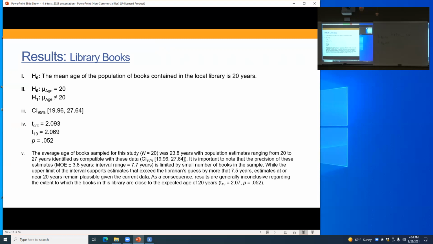It's important to note the precision of these estimates, the margin of error, that's my plus or minus. The interval range is 7.7 years, limited by the small number of books in the sample. While the upper limit of the interval supports estimates that exceed the library's guess by more than 7.5 years, estimates near 20 years remain plausible given the current data. Consequently, results are generally inconclusive regarding the extent to which books in the library are close to the expected age of 20 years. And then at the end, we just tack on some extra information.